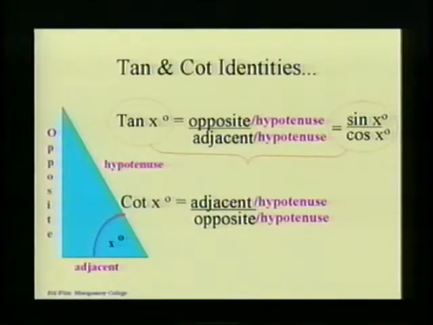And then in the top, what's in the top? The adjacent over the hypotenuse, known downtown as the cosine. And in the bottom, you have the opposite over the hypotenuse, which is the sine. So if we want to get rid of the cotangent, we could switch it into the cosine over the sine. And we're going to be doing that later today.